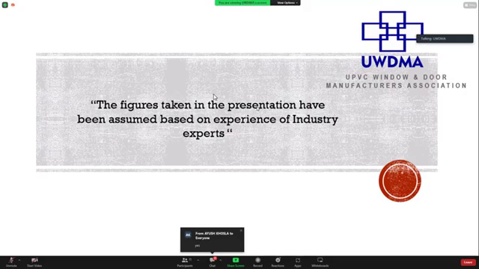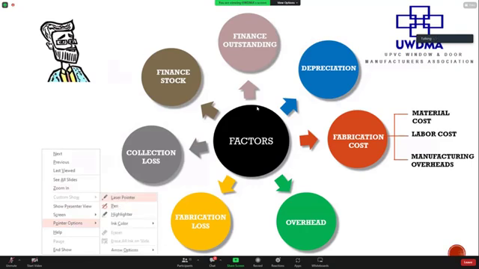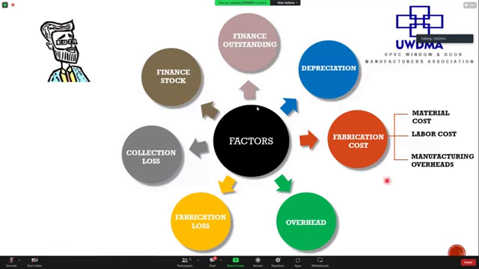Okay. So firstly, these figures, I can't say they're concrete. They are based on assumptions of the industry experts. So let's talk about the factors which are responsible for the cost. If we consider fabrication costs, the main costs are material cost, labor cost, and manufacturing overheads. Material costs we're not discussing, because that is based on which profile and which hardware you are using, so you can easily calculate it through your software.